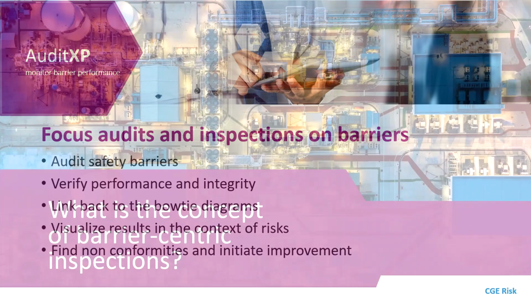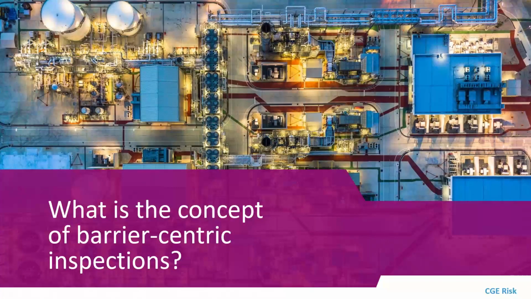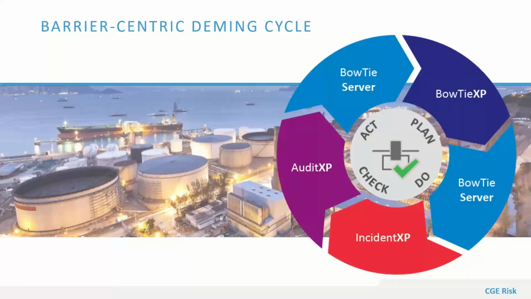So what is the concept of barrier-centric inspections then? Barrier-centric inspections are an integral part of the barrier-centric management cycle, as we see it. In our philosophy, the barrier or the control is centralized in the middle of that plan, do, check, act cycle. Initially, as an organization, you start by developing your plan. Usually this is done within BowTieXP. That is, of course, your paper world. That is more or less the assumption, the subject matter knowledge on how certain processes or risks are going to be managed. After that, we proceed as an organization into the execution phase.